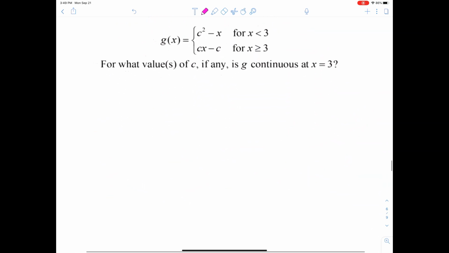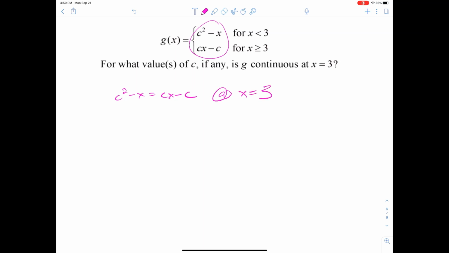This is one where we have to fix it. For what values of c, if any, is g continuous at x equals 3? In other words, we want to figure out the value of c that makes these two functions line up, which means that we want c squared minus x to be equal to cx minus c. That more or less assures that the y values line up at x equals 3.